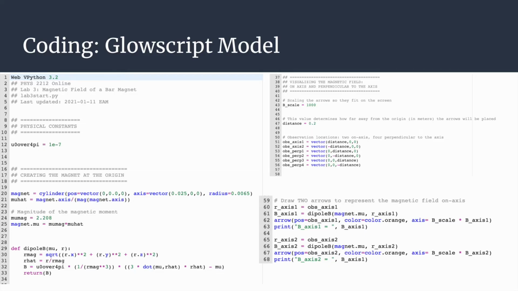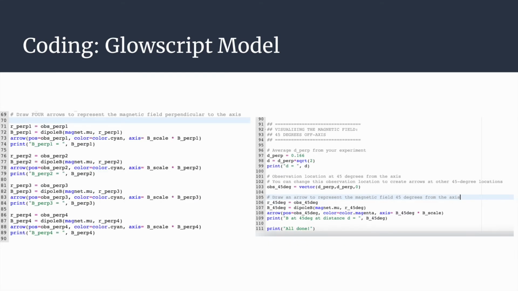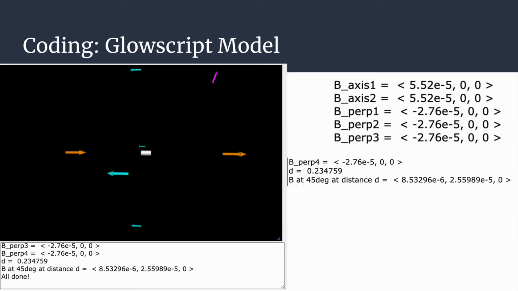At each of these locations, I created arrows representing the magnitude and direction of the magnetic field due to the bar magnet. As you can see, I also did this for the locations that were perpendicular to the bar magnet's axis. I then was able to create an arrow representing the magnitude and direction of a magnetic field 45 degrees off axis by using the distance that I found in the experiment as another observation location, and using my function for magnetic field to calculate the magnetic field at this point. As you can see, this was the Glowscript model after I ran my code, and these were the values for the magnetic field at each location.